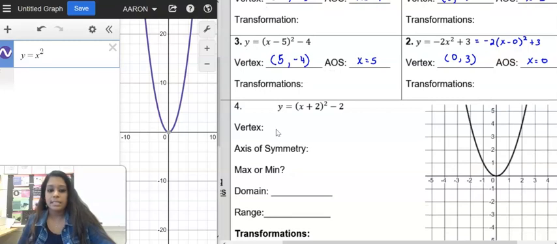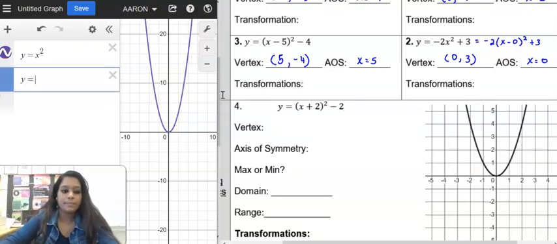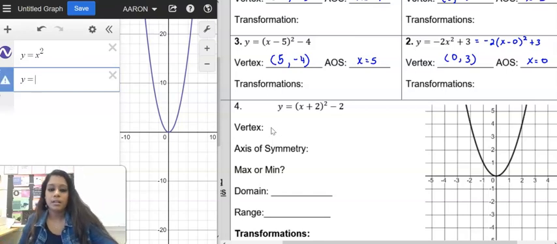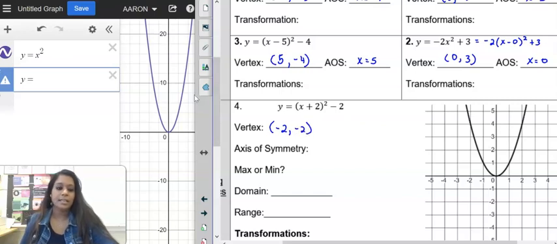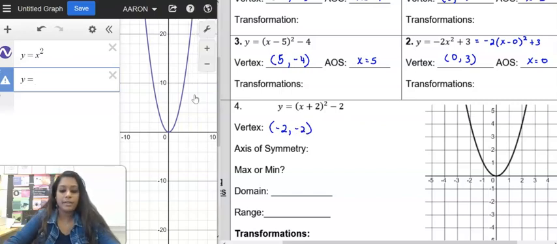Okay, so let's see. I'll go ahead and graph it, and then we can compare. But before I do that, let me just get the vertex here. Let's practice again. Remember, if it's positive 2, you're going to put negative 2, and then k, the y-coordinate, is negative 2. Alright, so let me go ahead and graph it now.